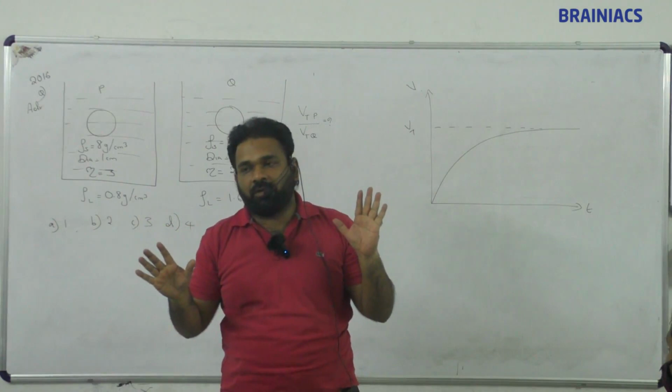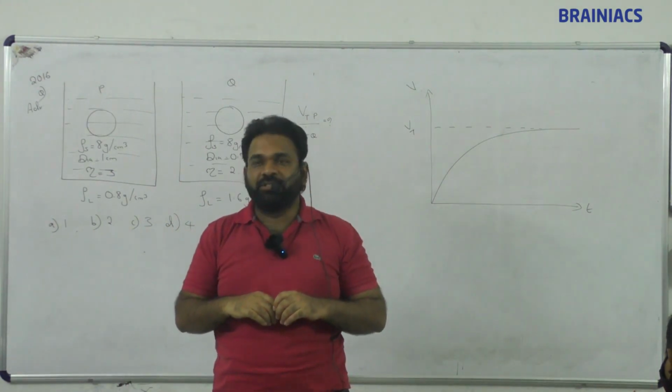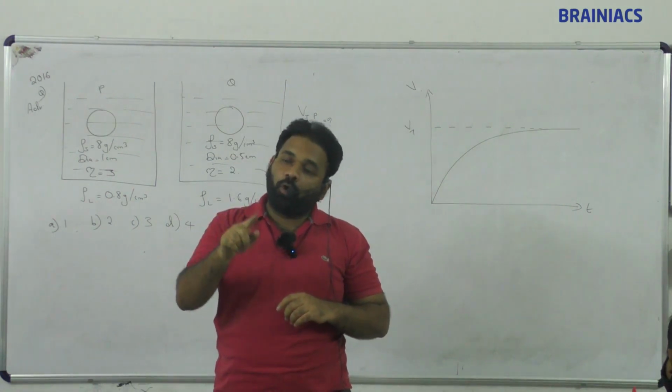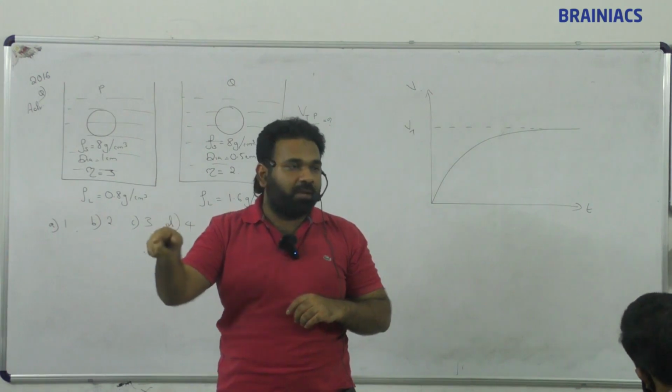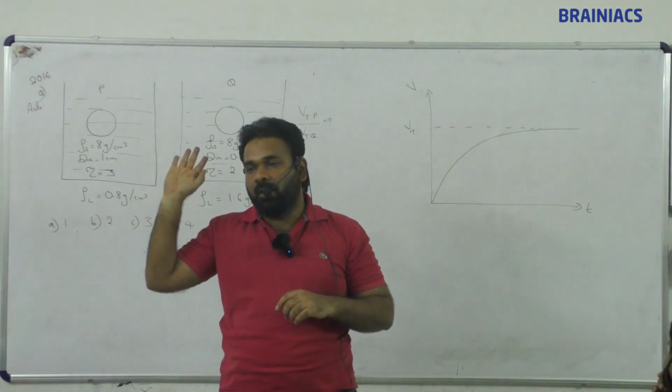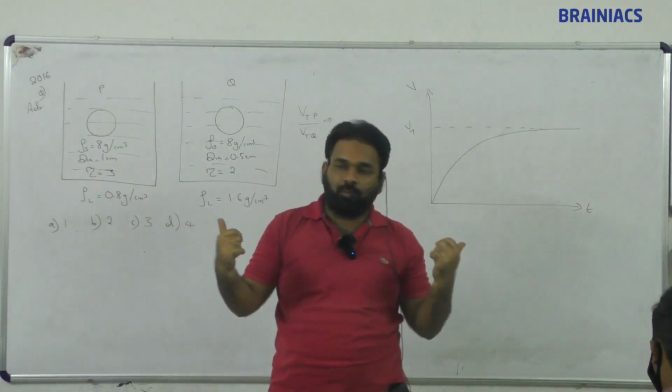What is the formula for terminal velocity? 2 by 9 r square g, rho of solid minus rho of liquid, divided by eta. So that is terminal velocity. We have done problems also.